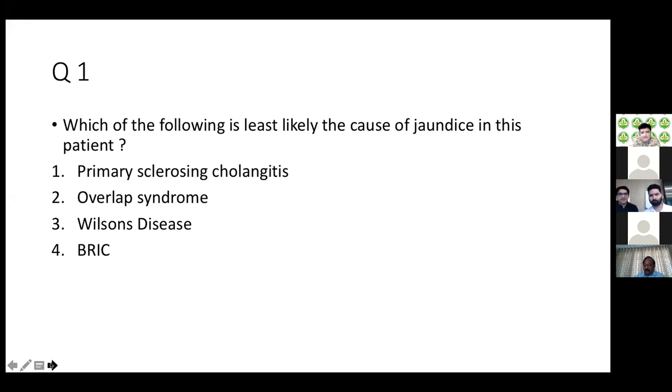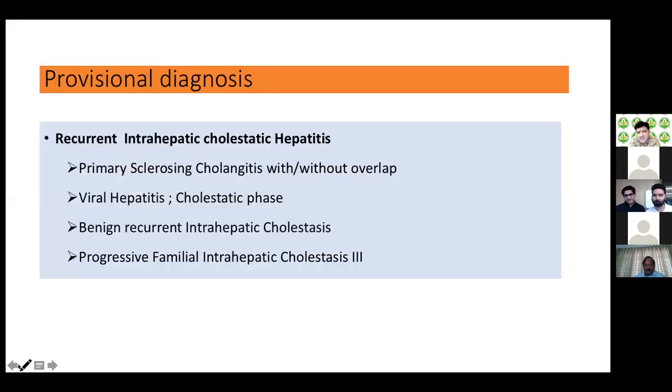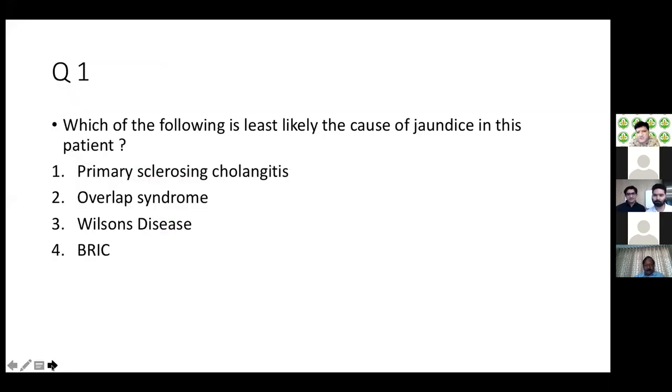Sir, again, a young male with cholestatic jaundice. Before you answer, let me go back: why are people choosing Wilson's with a cholestatic presentation? I think that message should be very clear: Wilson's will not come with cholestasis.